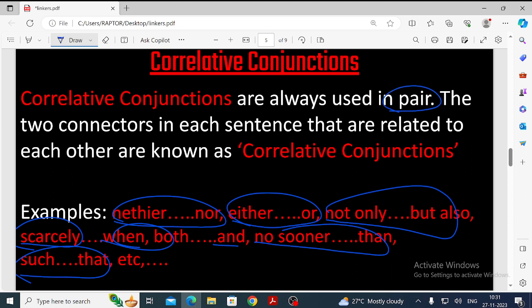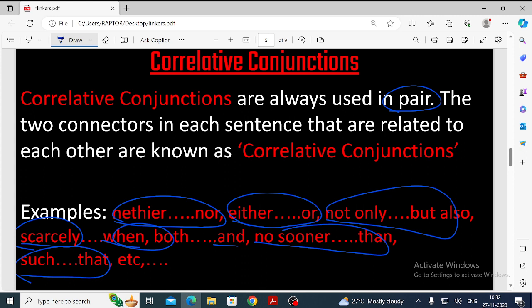This neither nor, either or model and all we have studied in subject verb agreement, right? Neither nor, either or model, which one should you take as the subject, my dear? First subject or second subject? Second subject. So that we have discussed, same here. So neither nor, either or means it is a correlating conjunction. It is always used in pairs. So the two connectors in each sentence that are related to each other are known as correlating conjunctions.